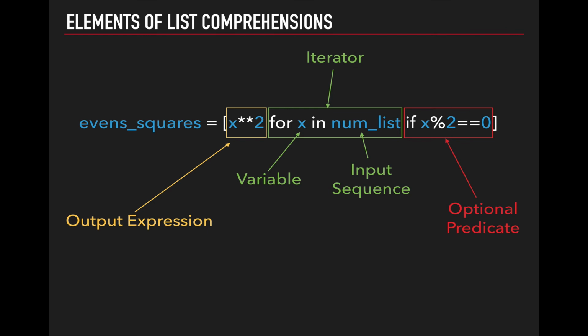So in your iterator, you will have your variable that lives in your for loop, and since we're using list comprehensions to make lists from other lists, we're going to iterate through that sequence. Actually, not necessarily other lists, but it could be a tuple or so on. But we're going to iterate through that sequence, and we're going to do something for every element in that sequence with the output expression. And the optional predicate is if we want to check if something is true or not for every one of those variables in that sequence that we're working with.